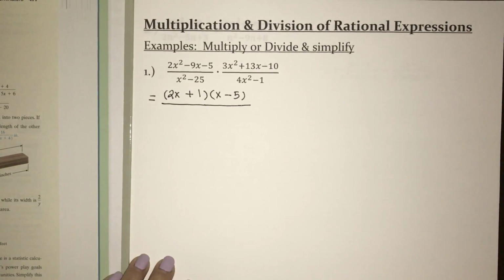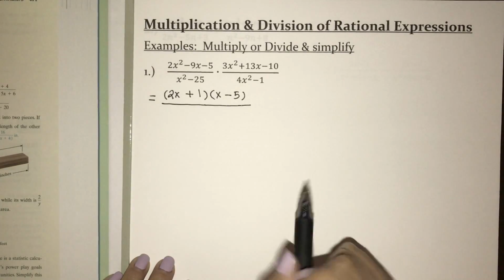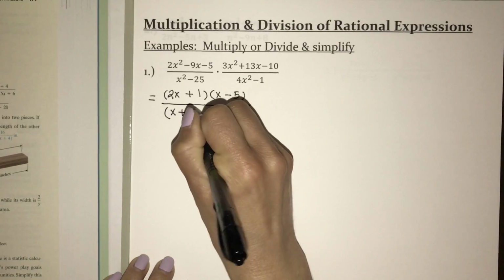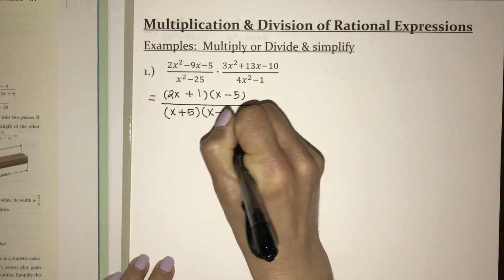Moving on to the denominator, that is a difference of 2 squares. We already know how to factor that. X plus 5, x minus 5.